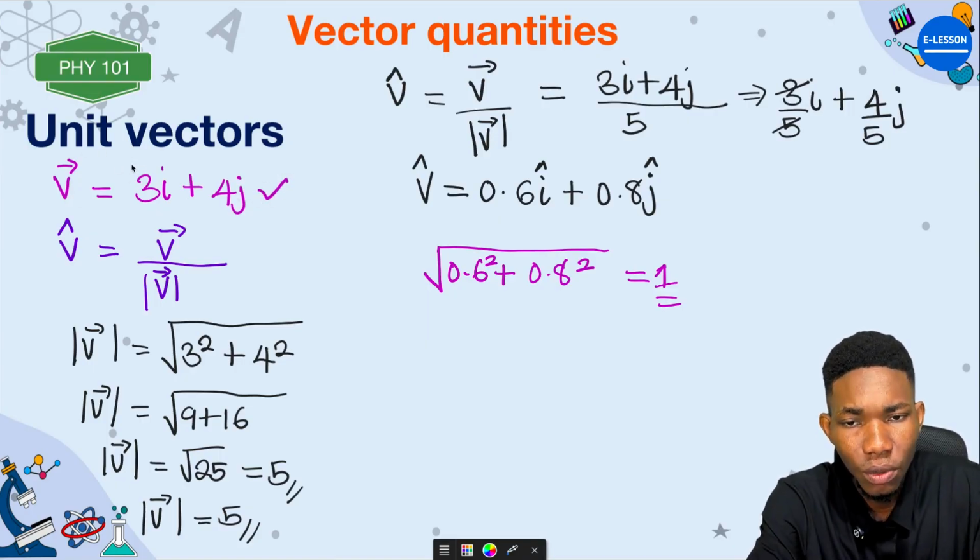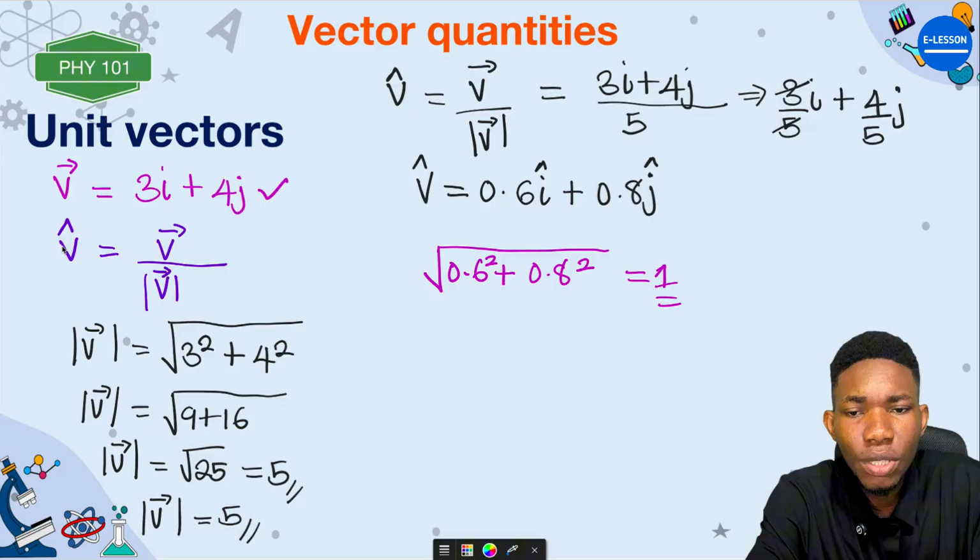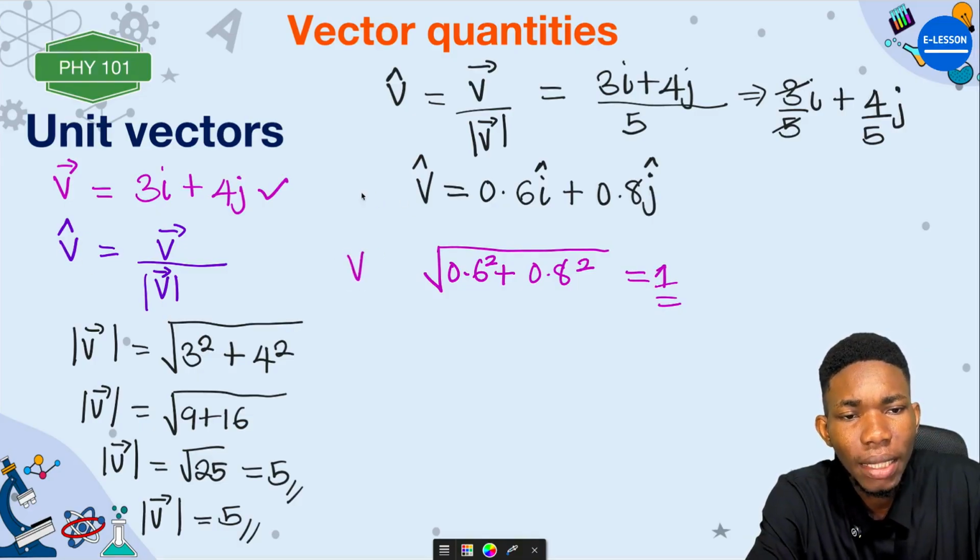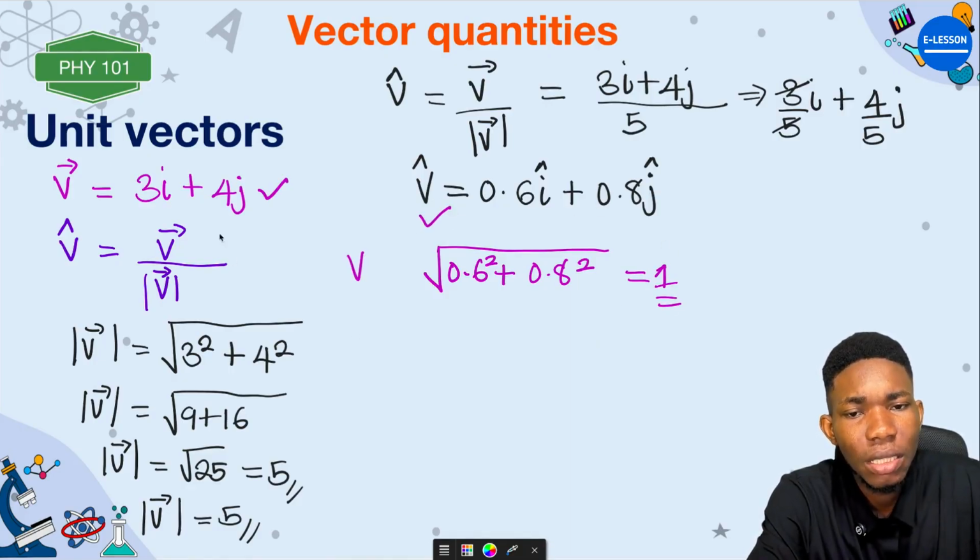This is the vector V. The unit vector is V with the hat on top, which is this one here. This is the unit vector. This is the one that has a magnitude of how many? 1. This does not have a magnitude of 1. This only tells us about the direction.